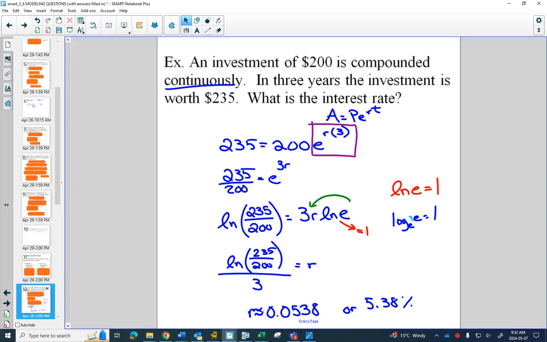Now, if you wrote this, and I'll add it in light blue here, if you divide it also by the natural log of e, it will not be wrong. It's just extra stuff that you've written down. You'll get exactly the same answer if you type it into your calculator. You just don't need to type it into your calculator because the natural log of e is 1.